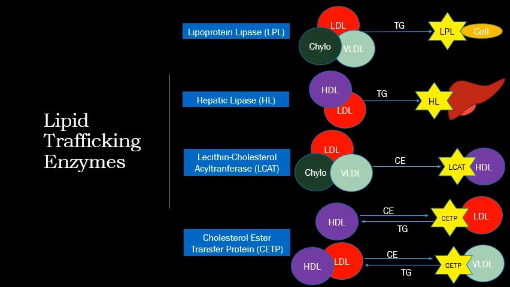Between an LDL and VLDL, it will remove a cholesterol ester from the LDL and give it to the VLDL, and remove a triglyceride from the VLDL and give it to the LDL. Now take a look at hepatic lipase. Hepatic lipase hydrolyzes the triglyceride out of an HDL or out of an LDL.